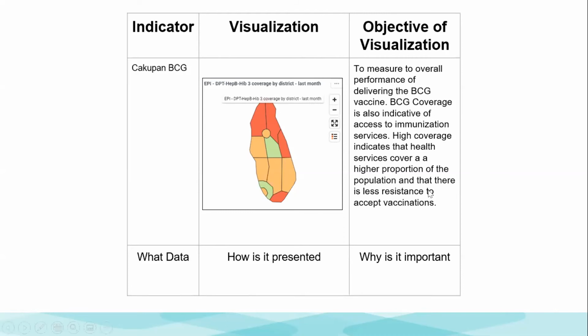Okay. So here I am mentioning, in a text format, to the user why we are doing it. So here I am mentioning to measure the BCG coverage. I'm mentioning to measure the overall performance of delivering the BCG vaccine, right? BCG coverage is also indicative of access to immunization services. High coverage indicates that health services cover a higher proportion of the population and that there is less resistance to accept vaccinations, right? So if you can give this description about the objective and what it means, then even a person not from the immunization background will be able to get an idea.